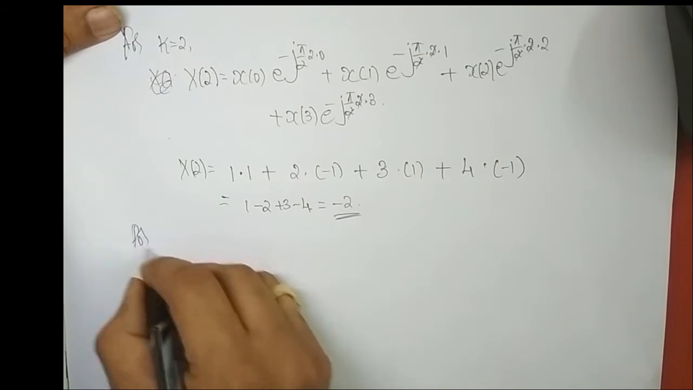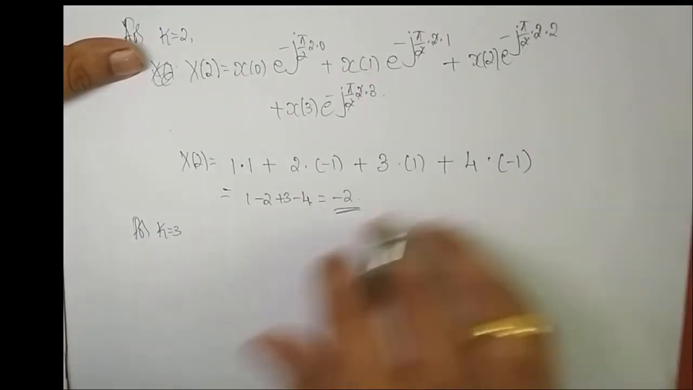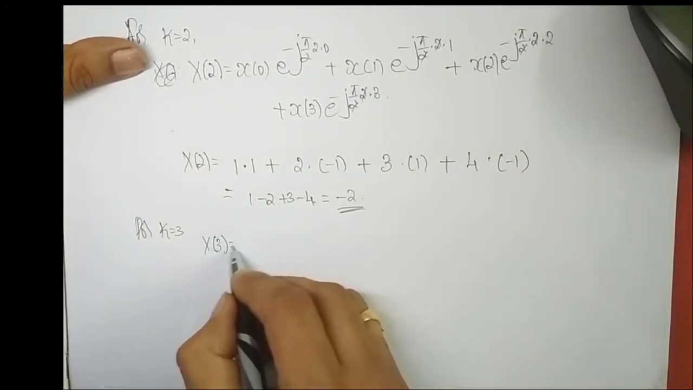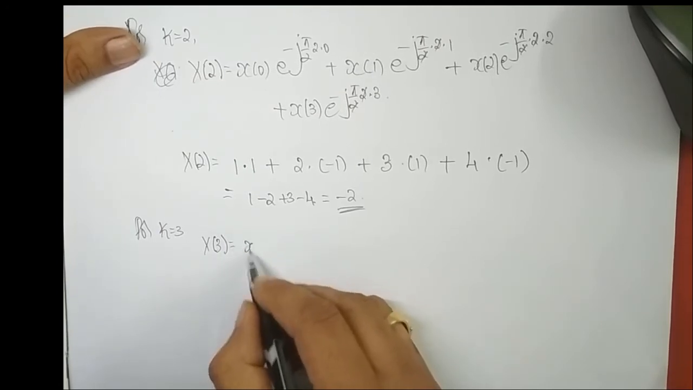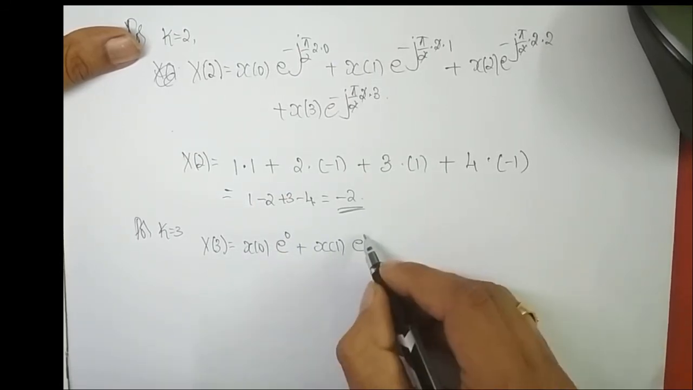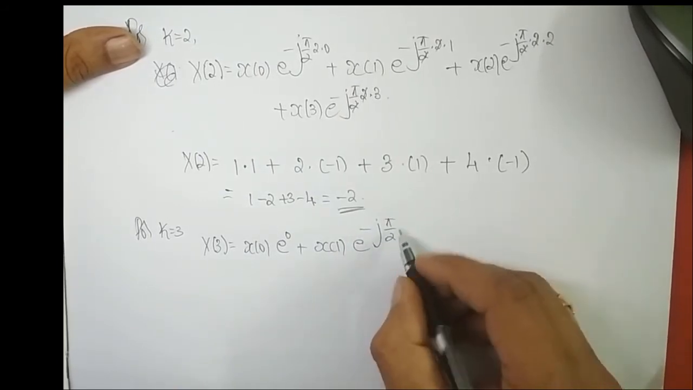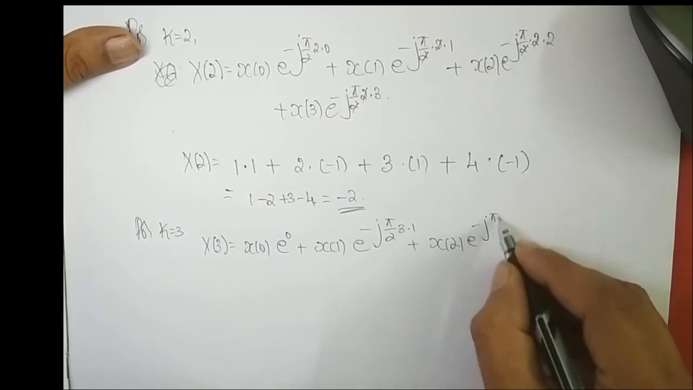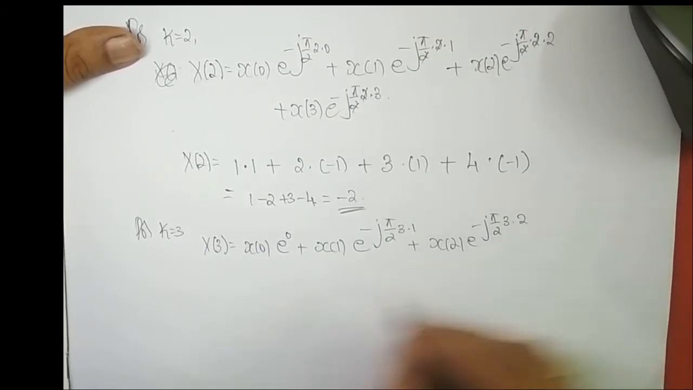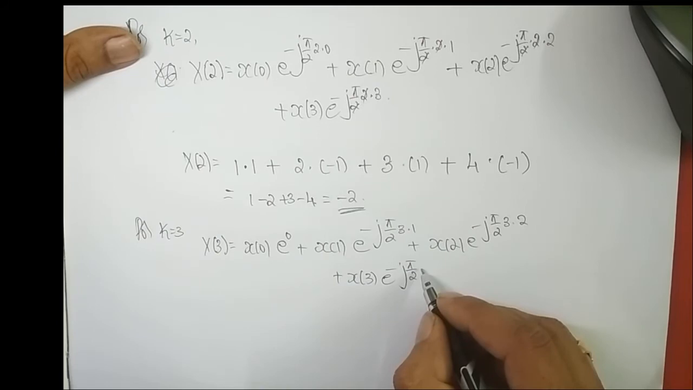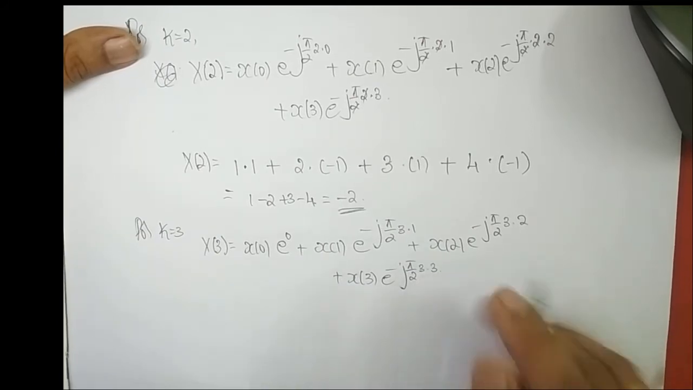Now for k equal to 3, now I have to give k equal to 3. So what do we get? X of 3 is equal to what? When n equal to 0, it is x of 0 into e power minus j pi by 2 into k is 3 and n is 0, which is e power 0, plus x of 1 into e power minus j pi by 2 into k is 3 and n is 1, plus x of 2 into e power minus j pi by 2, k is 3 and n is 2, plus x of 3 into e power minus j pi by 2 into k is 3 and n is 3.